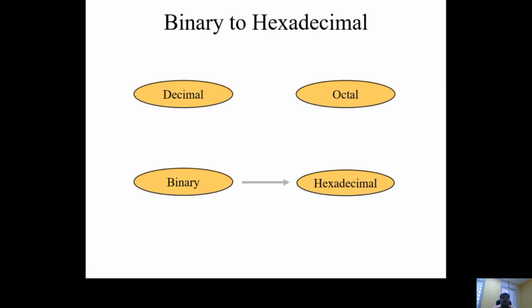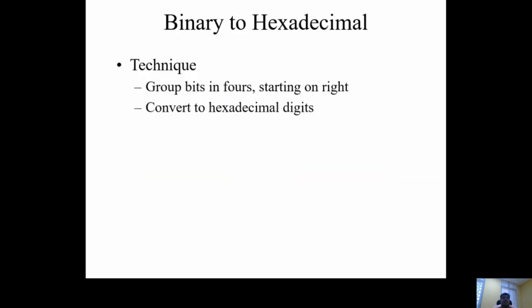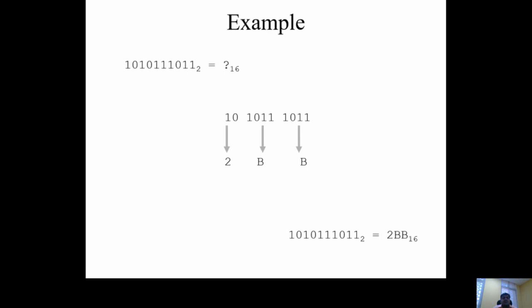Now we see binary to hexadecimal conversion. In this case, we take groups of 4 bits starting on the right and convert to hexadecimal digits. So the question is 1010111011. We start from the right, we take 1011, 1011 and 10. 1011 is 11, 11 is B, again 1011 is 11, 11 is B and 10 is 2. So the answer is 2BB, which is equivalent to 1010111011.